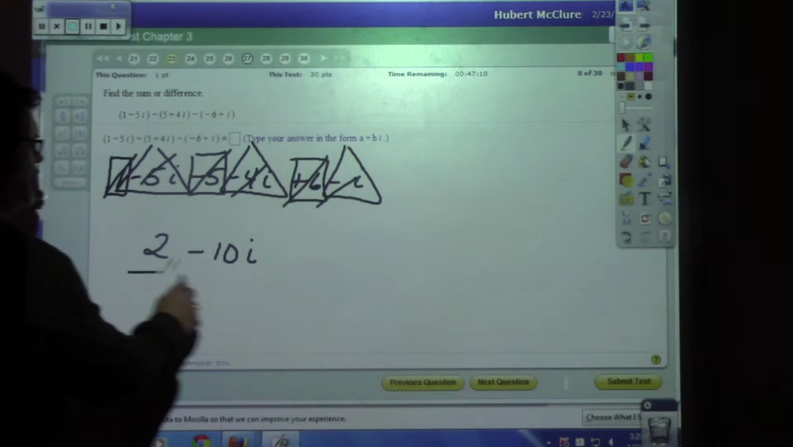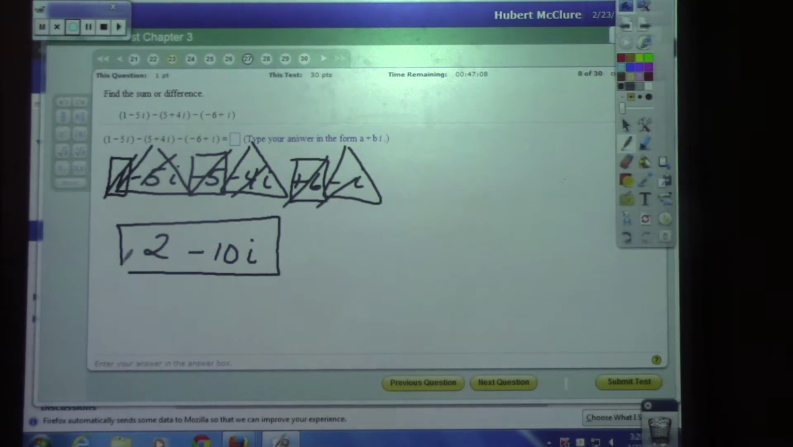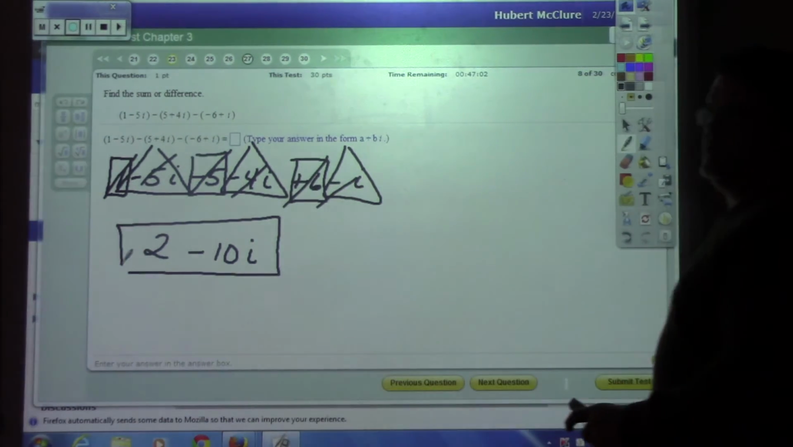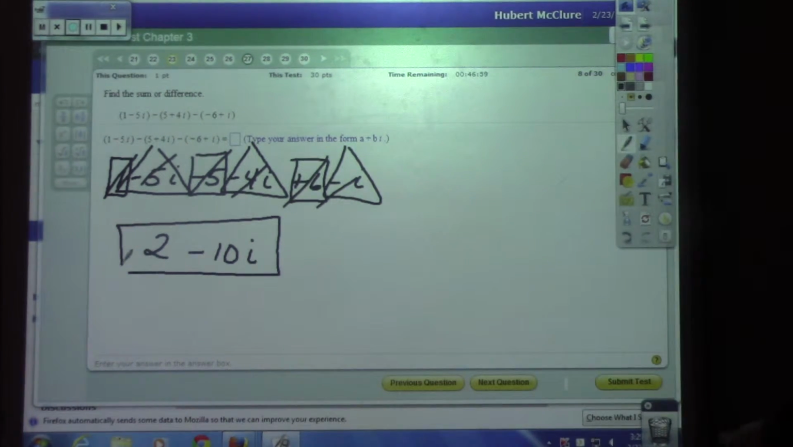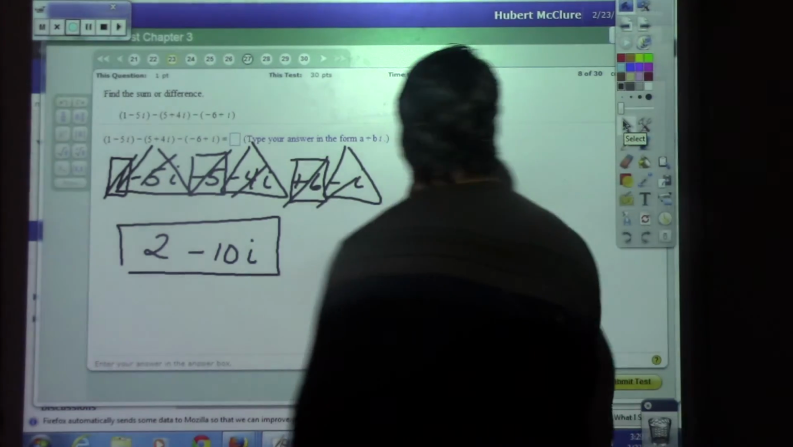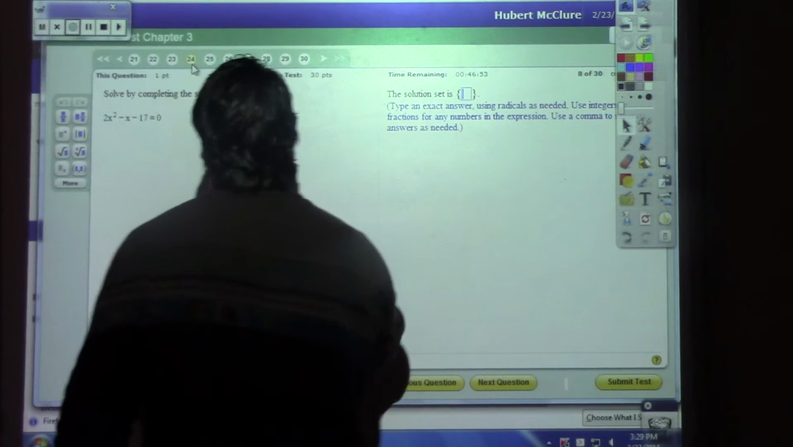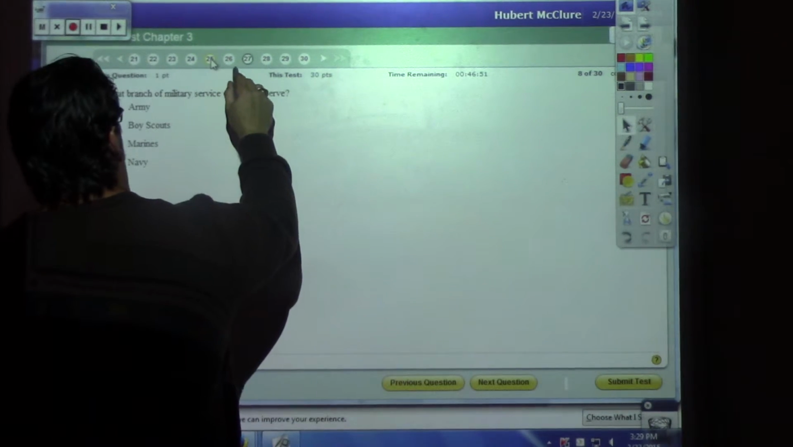So will the test want us to simplify it or not? It's just going to write it in the form of what? A plus bi, so they really don't care if you factor something out. If you do, I'll mark it wrong. Because I'm trying to discourage you as much as possible.